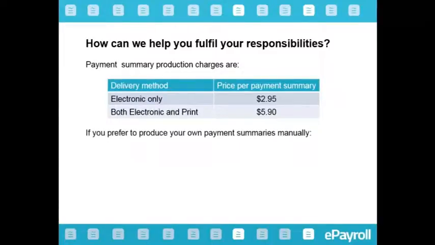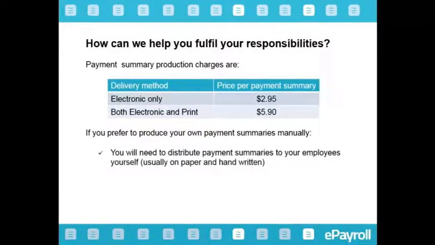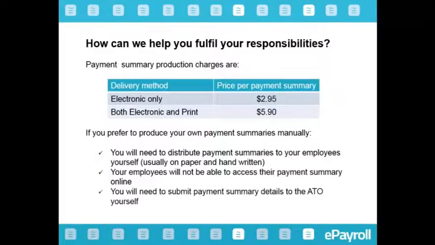You can, of course, produce your own payment summaries manually if you would like to, but in that case, you'll need to distribute the payment summaries to your employees yourself, usually on paper and handwritten. Your employees won't be able to access their payment summary online, and you would need to submit payment summary details to the ATO yourself. In that case, if you choose to do those three things yourself, you'll not be charged any payment summary production fees.